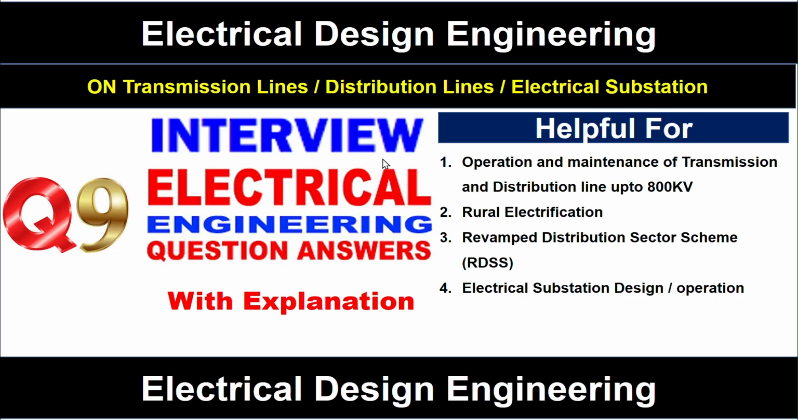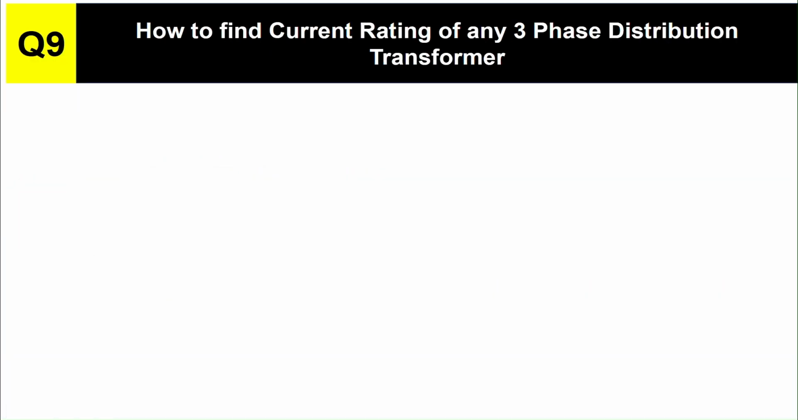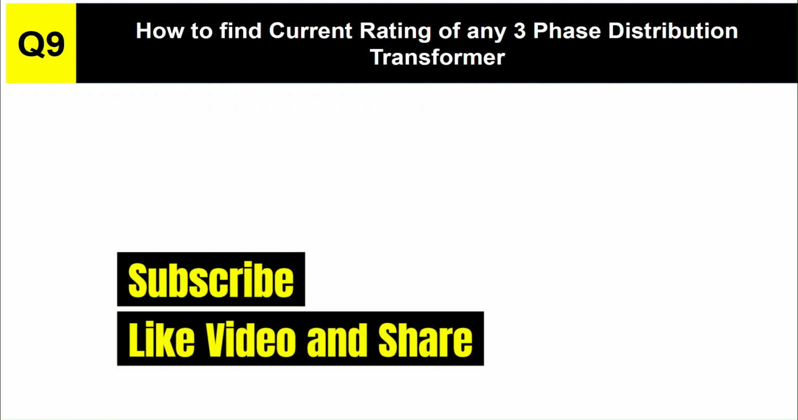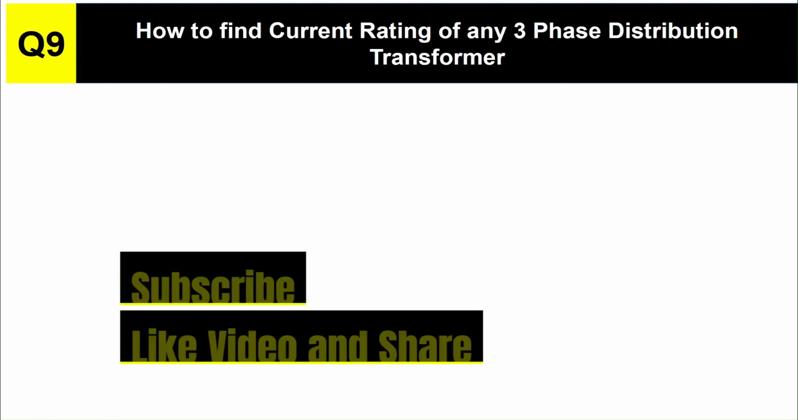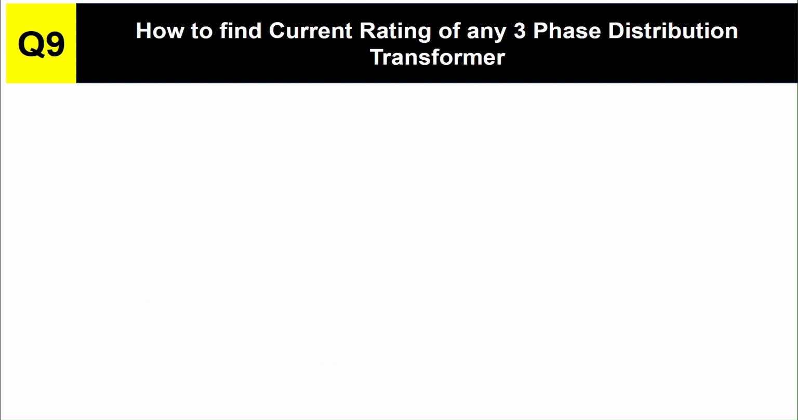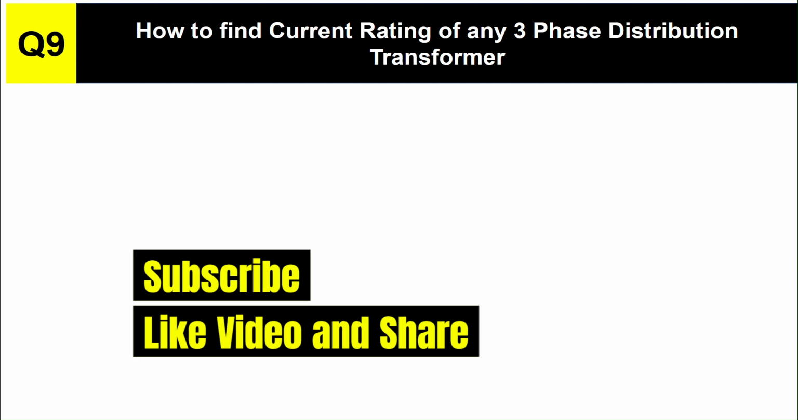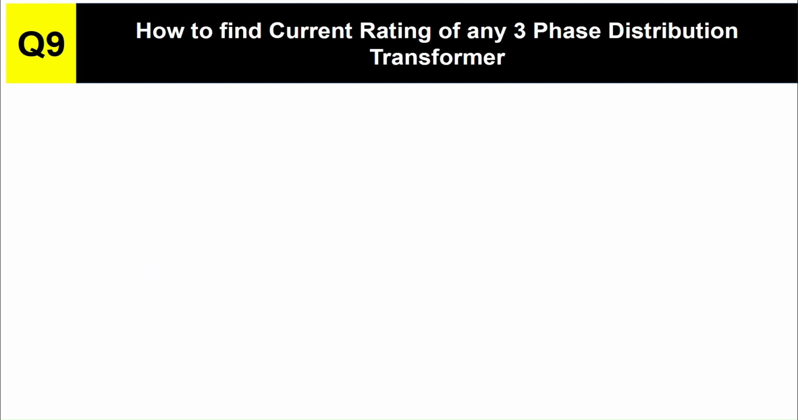Today's question is how to find the current of any three-phase distribution transformer. Here you have to tell how we can find the current of any distribution transformer, or the interviewer asks you what is the current rating of any particular transformer, say 250 kVA, 63 kVA, or 400 kVA. Now, how can you find the current of any transformer from the HT side or from the LT side?